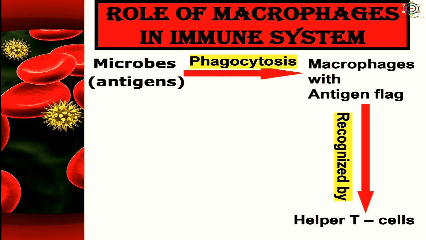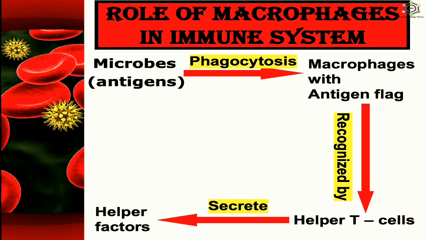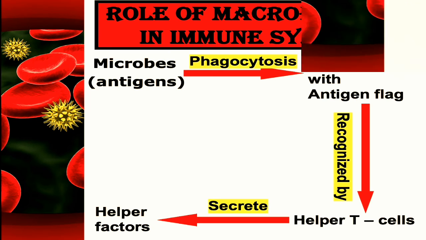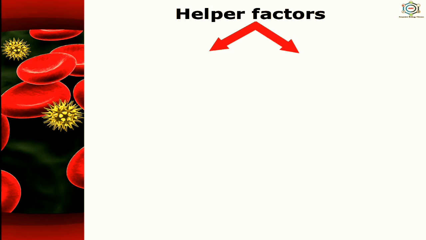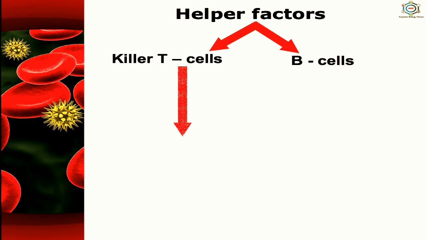All body cells carry this protein on the surface. With the flag of antigen, the macrophages move to the nearest lymph node. So this is the way. After this, the helper factors. Here the helper factor stimulates two types of cells. The first one is the killer T cells and the second is the B cells.